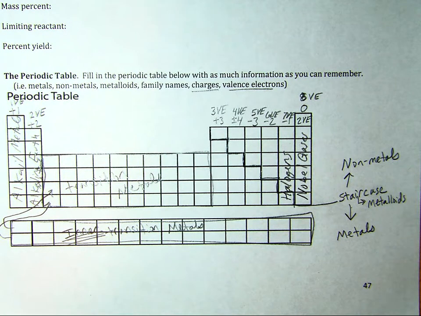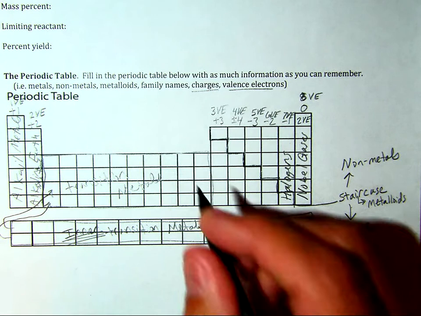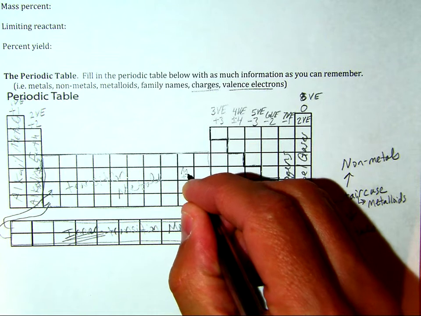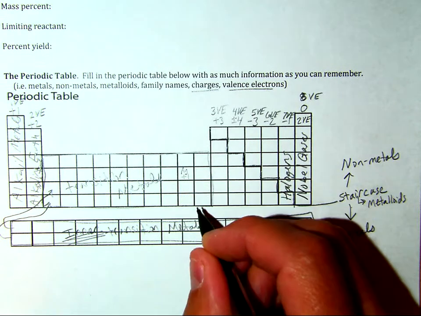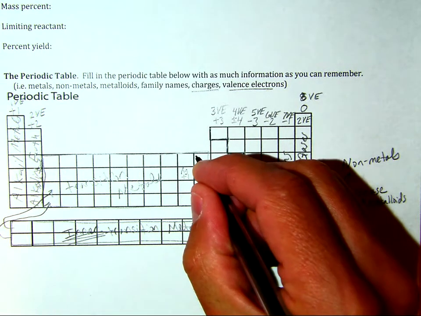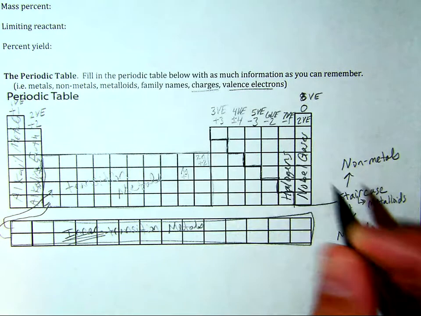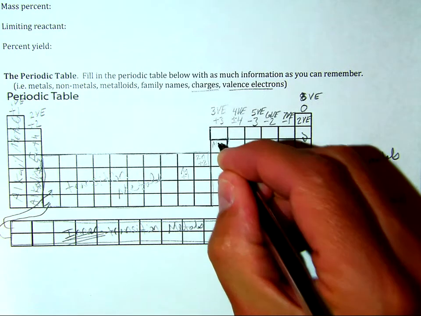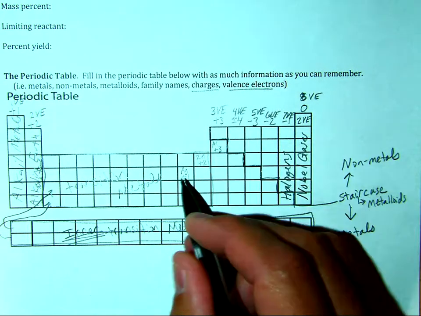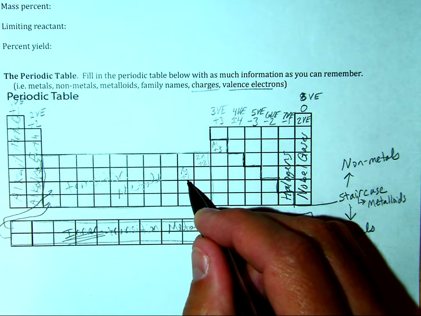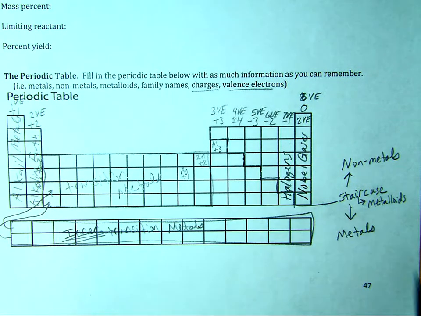Okay, is there anything else? Let's see. I think we should label this. So silver, which is Ag right here, has a charge of +1. Always has a charge of +1. Zinc, which is right here, always has a charge of +2. And then aluminum always has a charge of +3. So there's a couple of transition metals that we do know the charge of. Silver's +1 and zinc is +2.